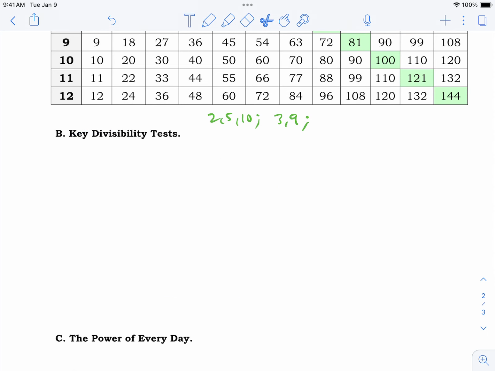Scram. Okay. I'll tell you right now, 7, there is no trick. You just have to do it. So 7 is one of those.